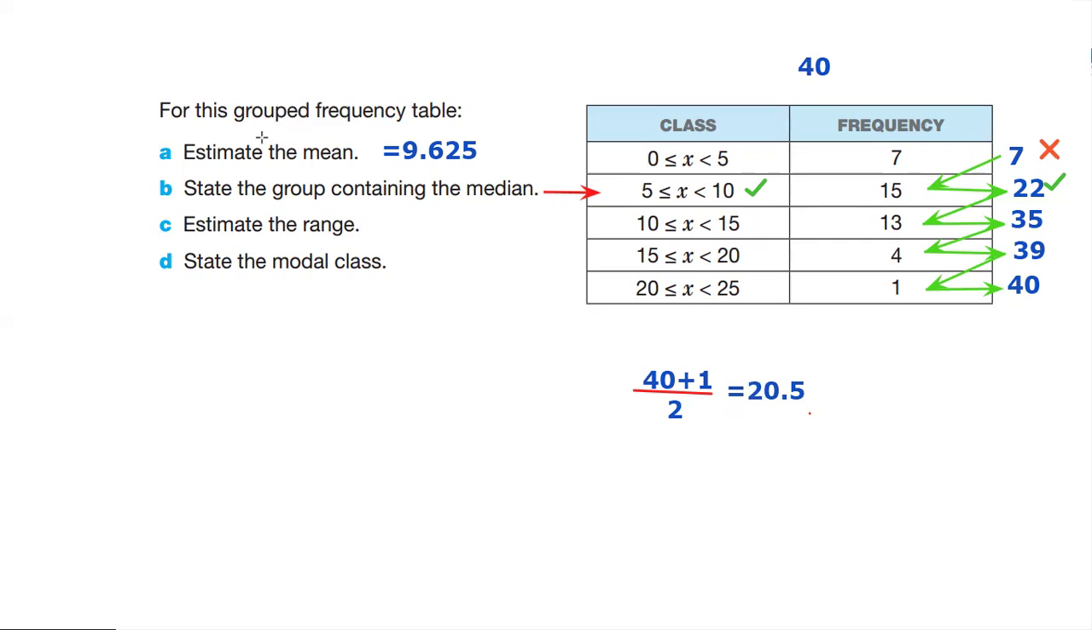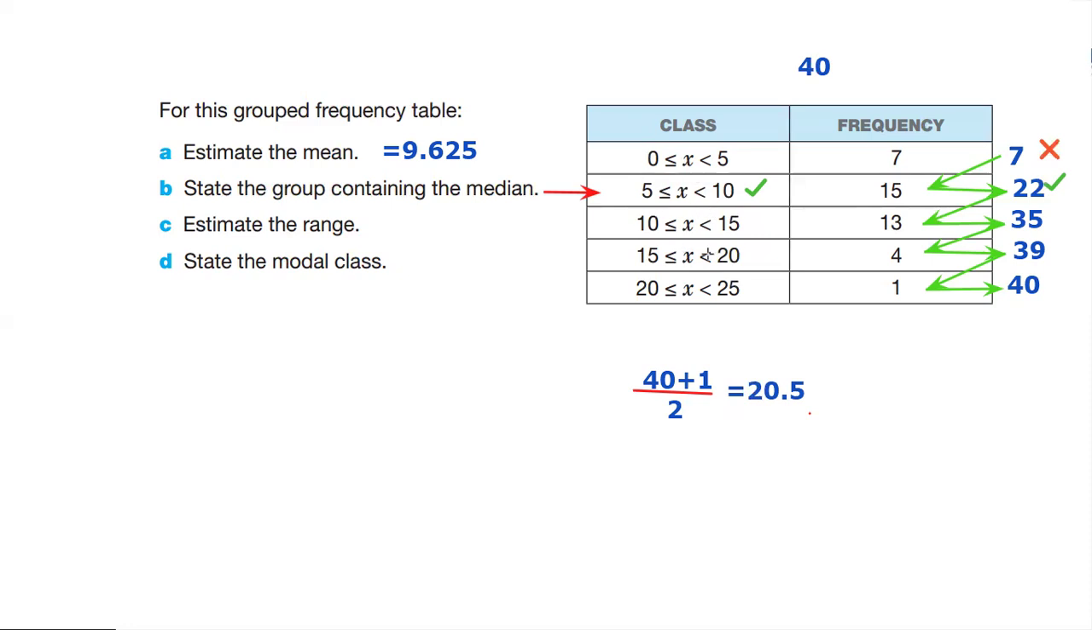Now, let's find the next question's answer, okay? Here, question C, estimate the range. How do we find the range? The range is the highest data minus the lowest data. Now, when we talk about data, we don't look at the frequencies.